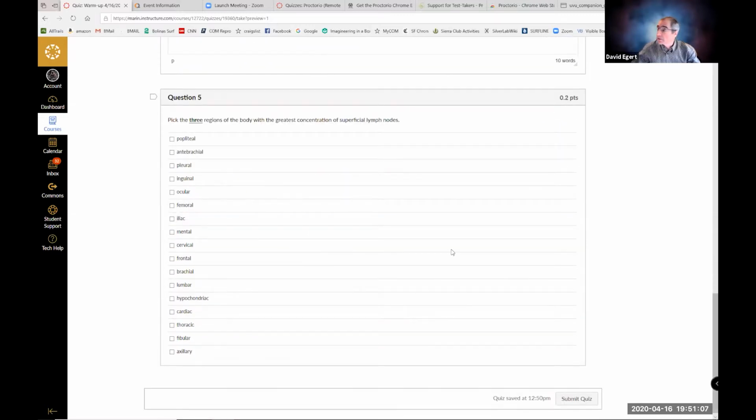Question 5 is the other thing. It says, pick the 3 regions with the greatest concentration of superficial lymph nodes. Sorry, I was answering the wrong question. Cervical, axillary, and inguinal. So in the groin region, in the neck region, in the axillary region. There are other places where there are concentrations, but these are the 3 most apparent.